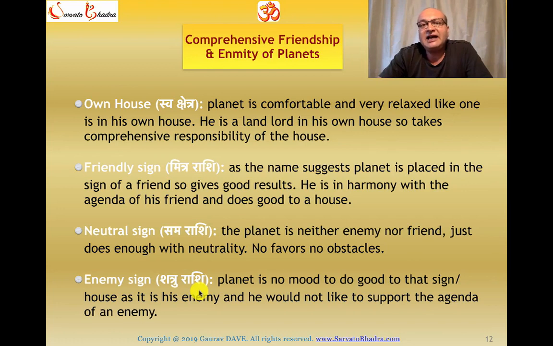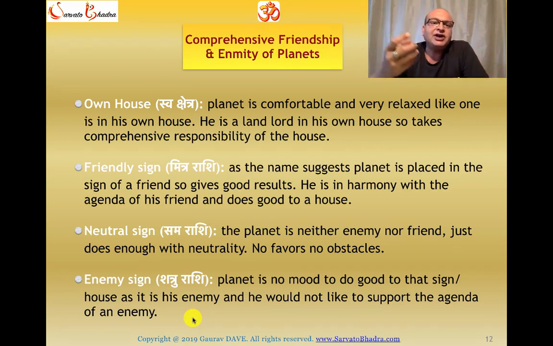Next comes the enemy situation. Now a planet is sitting in the sign of another planet who is its enemy. At least our moving planet considers the other one as its enemy. So the planet in this environment has no mood, no agenda to do good for the house, and that is the kind of relationship we have with our enemies. The planet is in no mood to do good to the sign or house, as it is its enemy, and it would not like to support the agenda of the enemy.